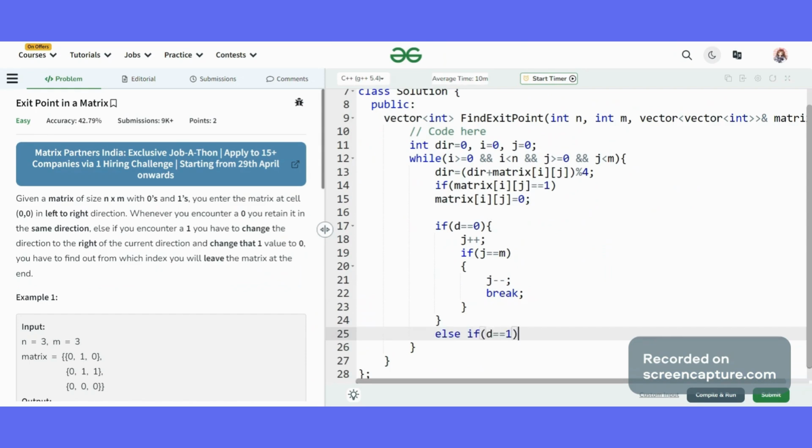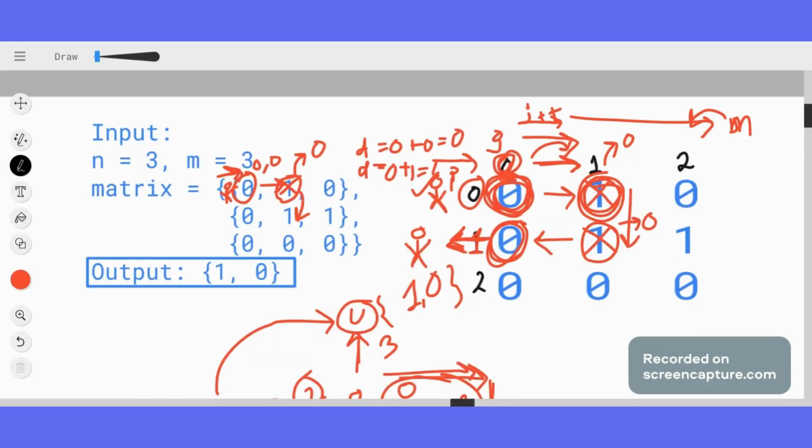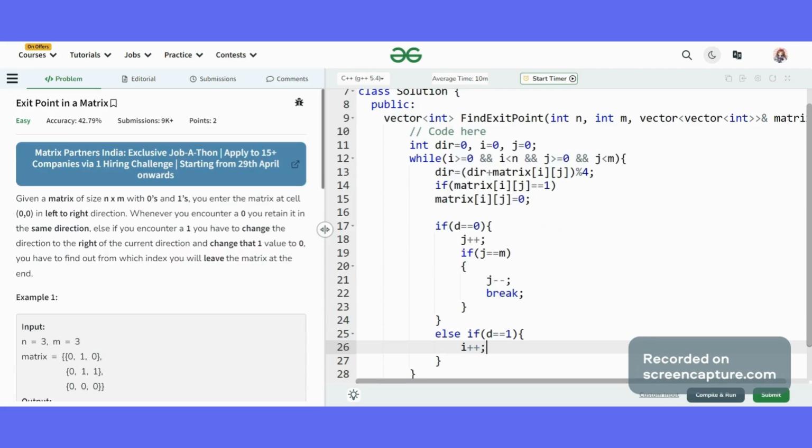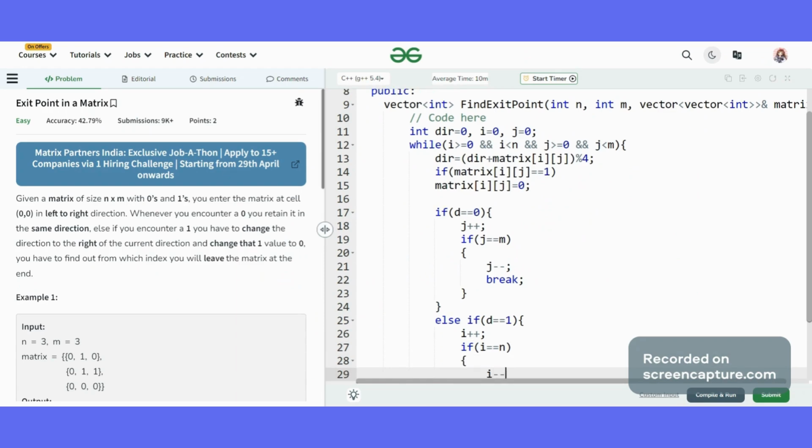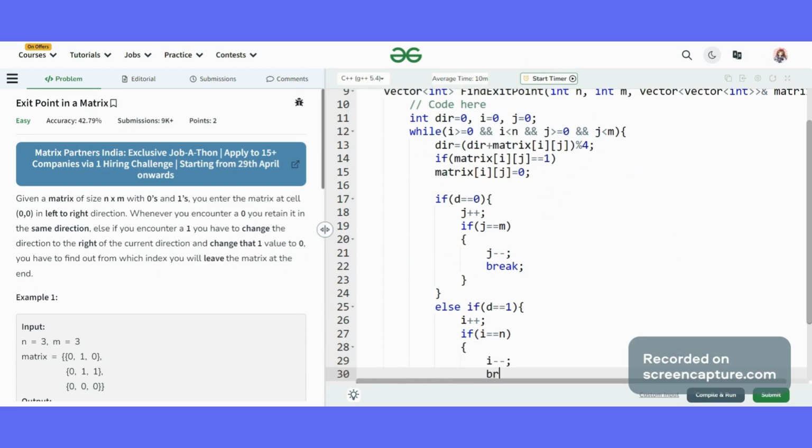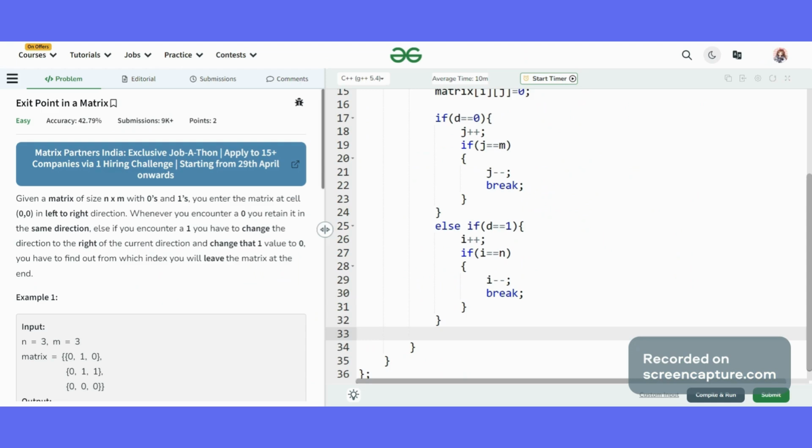If my direction is 1, that means it is downward. It will move here. Now what are we doing here? We are doing i plus plus. Here we are incrementing our i. Again the same condition. If my i crosses the boundary, then what will happen? I will decrement this i and break, come out from the loop. And what is the other direction? That is 2, direction 2.